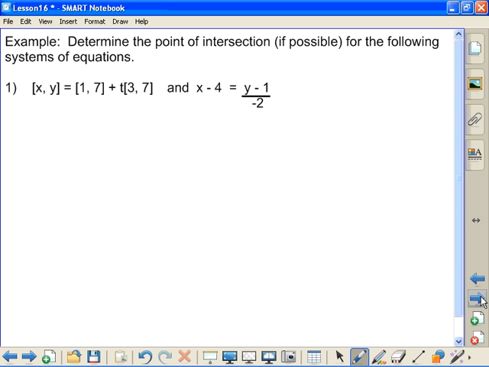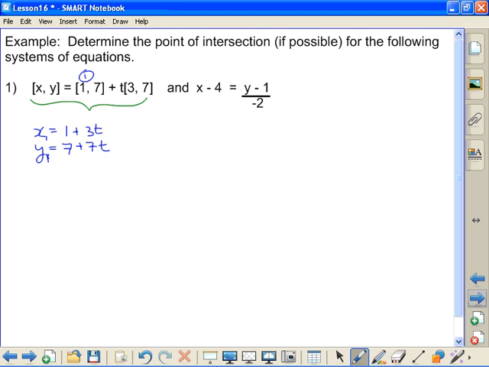So, starting with a 2D situation, determine the point of intersection for the following lines or systems of equations. So, how can you handle this? Well, because it's 2D, this is going to look a lot like grade 9 or grade 10 with the substitution. So the first one, and I'm going to work directly down here. So the first equation, what information do I take from that? I know that x is equal to 1 plus 3t. I know that y is equal to 7 plus 7t. And I'm going to put a subscript 1 to indicate that's from equation number 1.